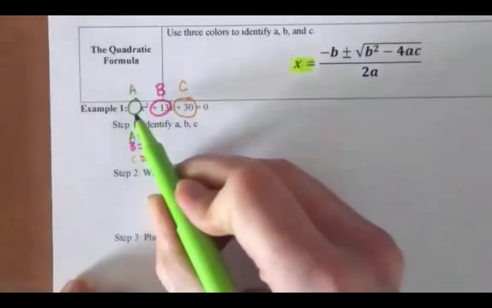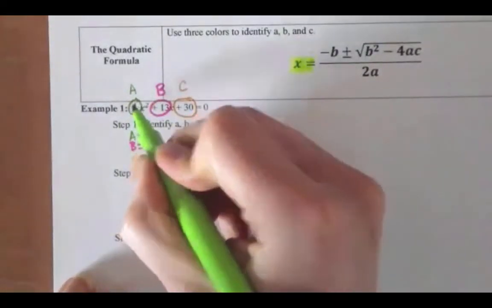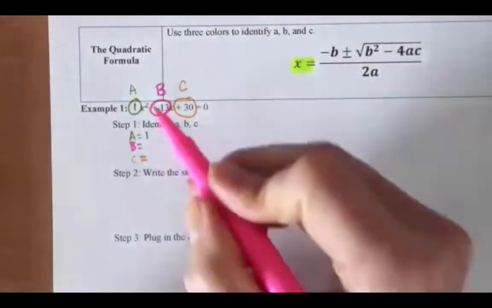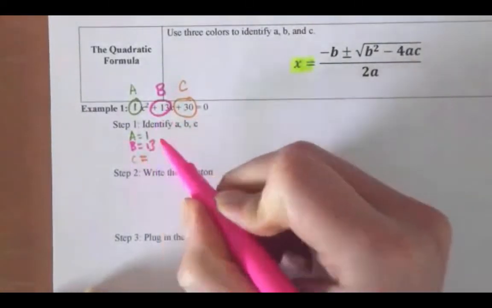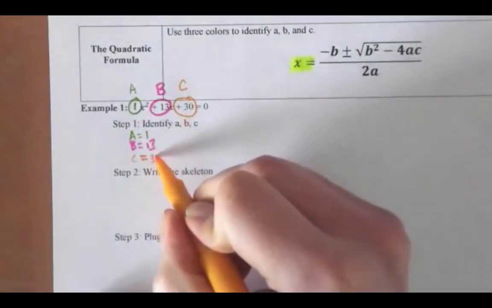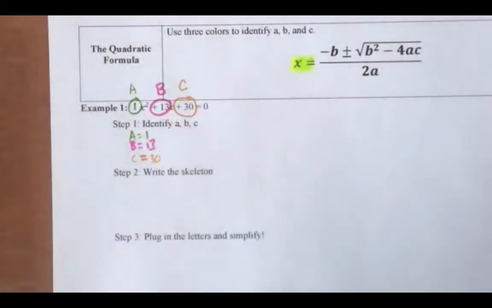I said sometimes there's not a number. That's okay. It's an imaginary 1. So A in this situation will be 1. B is positive 13. And C is 30. That's our first step. Figure out what A, B, and C are. Not too bad. You guys can do that.